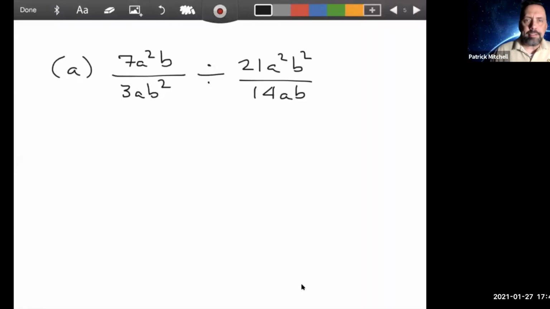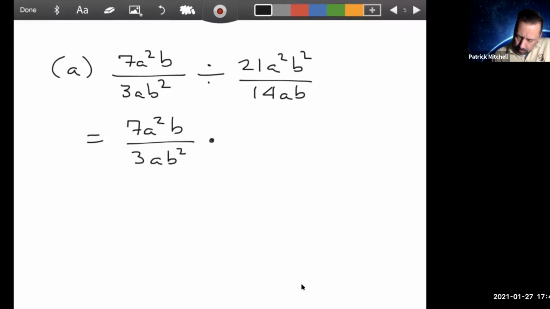All right, 7a squared b over 3ab squared. We're dividing by 21a squared b squared over 14ab. So the first thing I'm going to do is write that as a multiplication problem, times 14ab over 21a squared b squared.